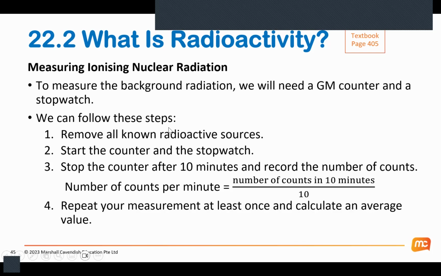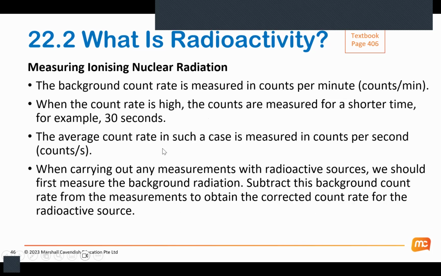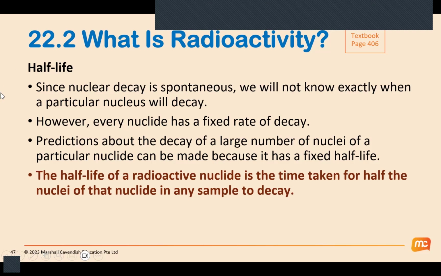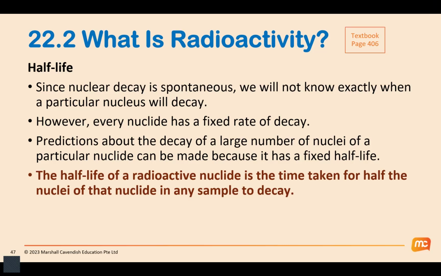That will give you the background radiation. Usually the background radiation is about 20 counts per minute in a natural environment. Okay, so this is as follows. Then after that, if you put something that is radioactive near a GM counter, naturally the count rate will be much higher because it's emitting more radiation, emitting either alpha, beta, or gamma.